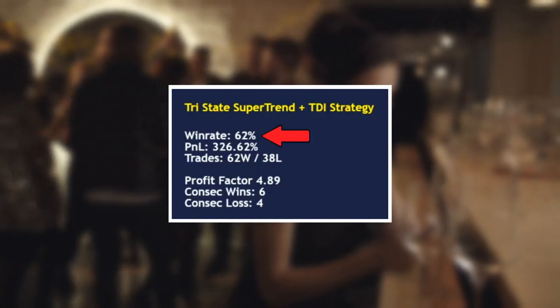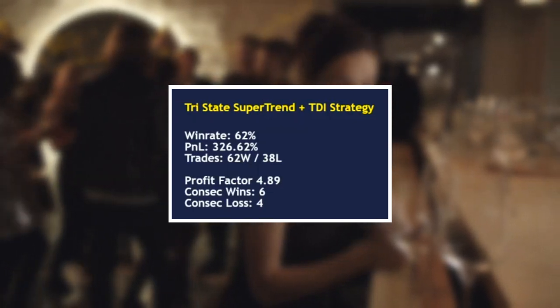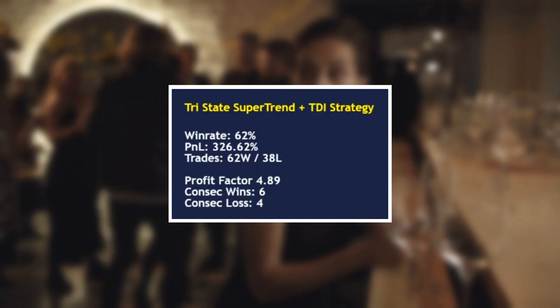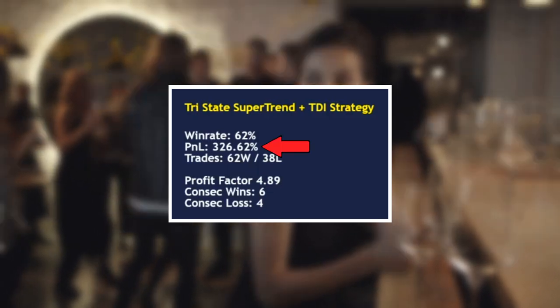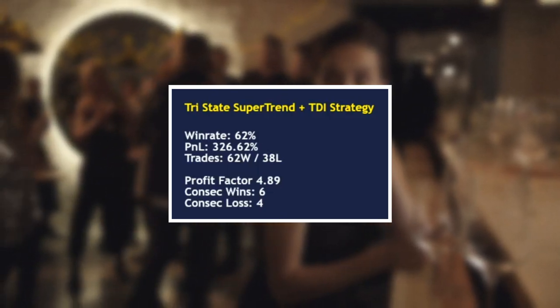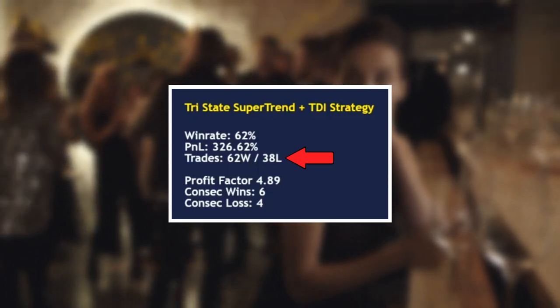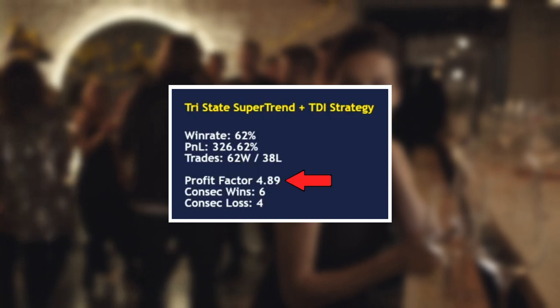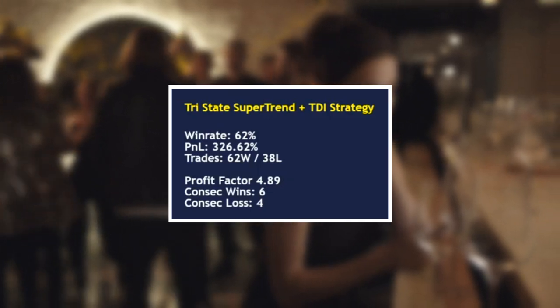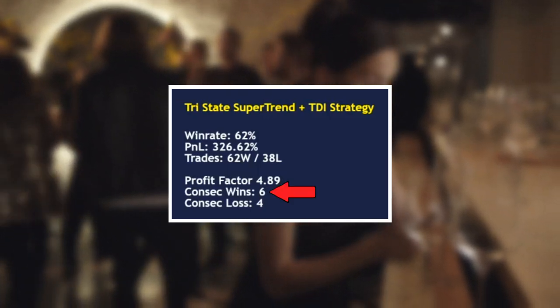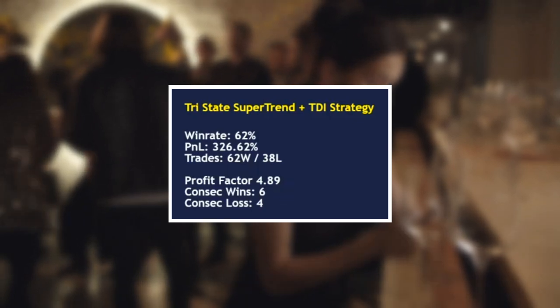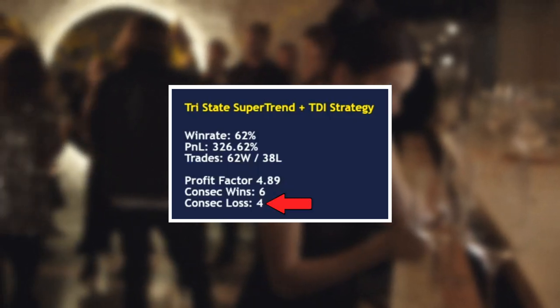Okay, and here are the results for the Tri-State Super Trend TDI strategy, and we had an amazing win rate of 62% with a 3 risk to reward ratio. The profit gained on this account was 326%, which equates to 62 winning trades and only 38 losing trades. We gained a profit factor of 4.89, which is absolutely amazing, and had 6 consecutive winning trades in a row, followed by 4 consecutive losses.